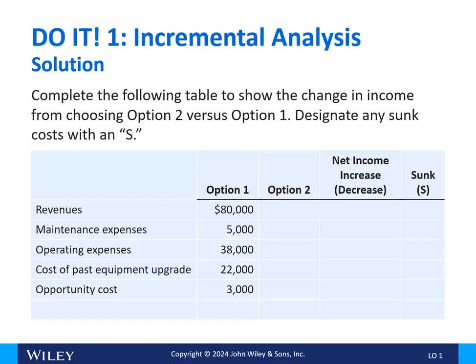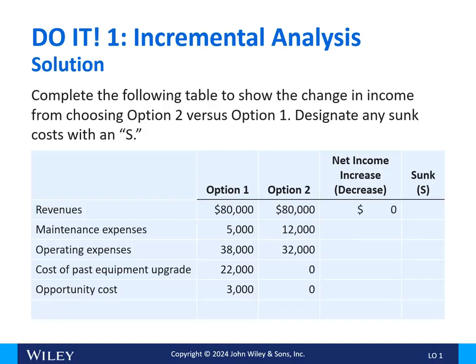Okay. Option 2, we have the same revenue, $80,000, maintenance expense of $12,000, operating expenses $32,000. Cost of past upgrade, it's a new option, so we don't have that past upgrade. And the opportunity cost, again, we talked about that, it belongs in option 1 because if we choose option 2, we'll get that benefit. So now we just look at the differences, see if there's a net increase or decrease.